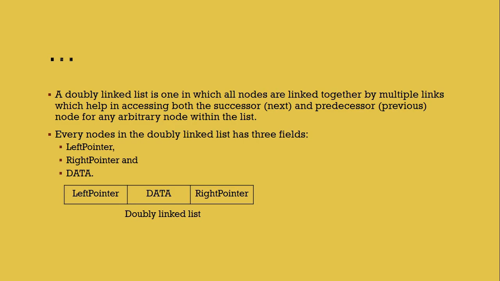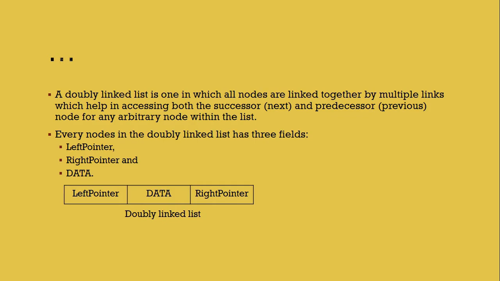What about double? Double is the same as singly linked list, except it helps you to navigate backward, not only forward but also backward. In single linked list, you can only move forward. It has only a next link address. In double linked list, all nodes are linked together by multiple links which help in accessing both the successor and predecessor nodes for any arbitrary node within the list.